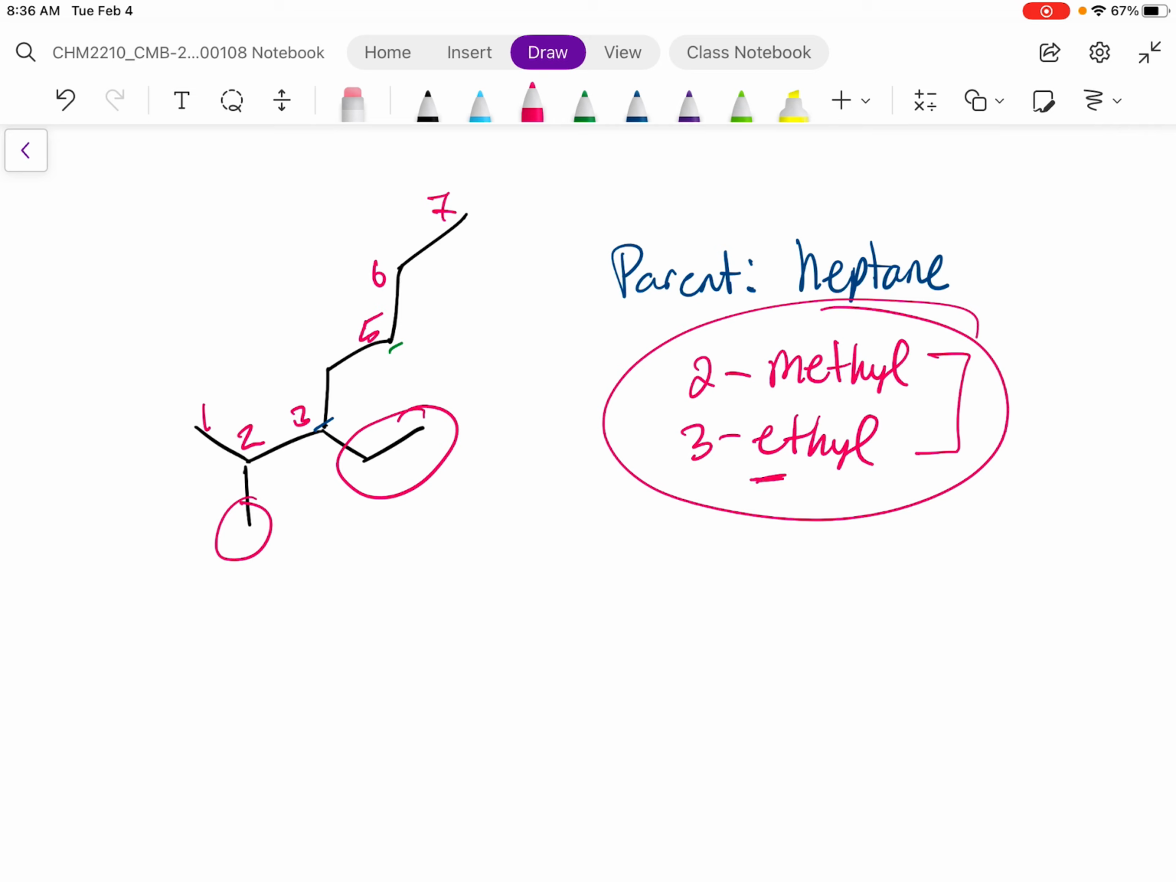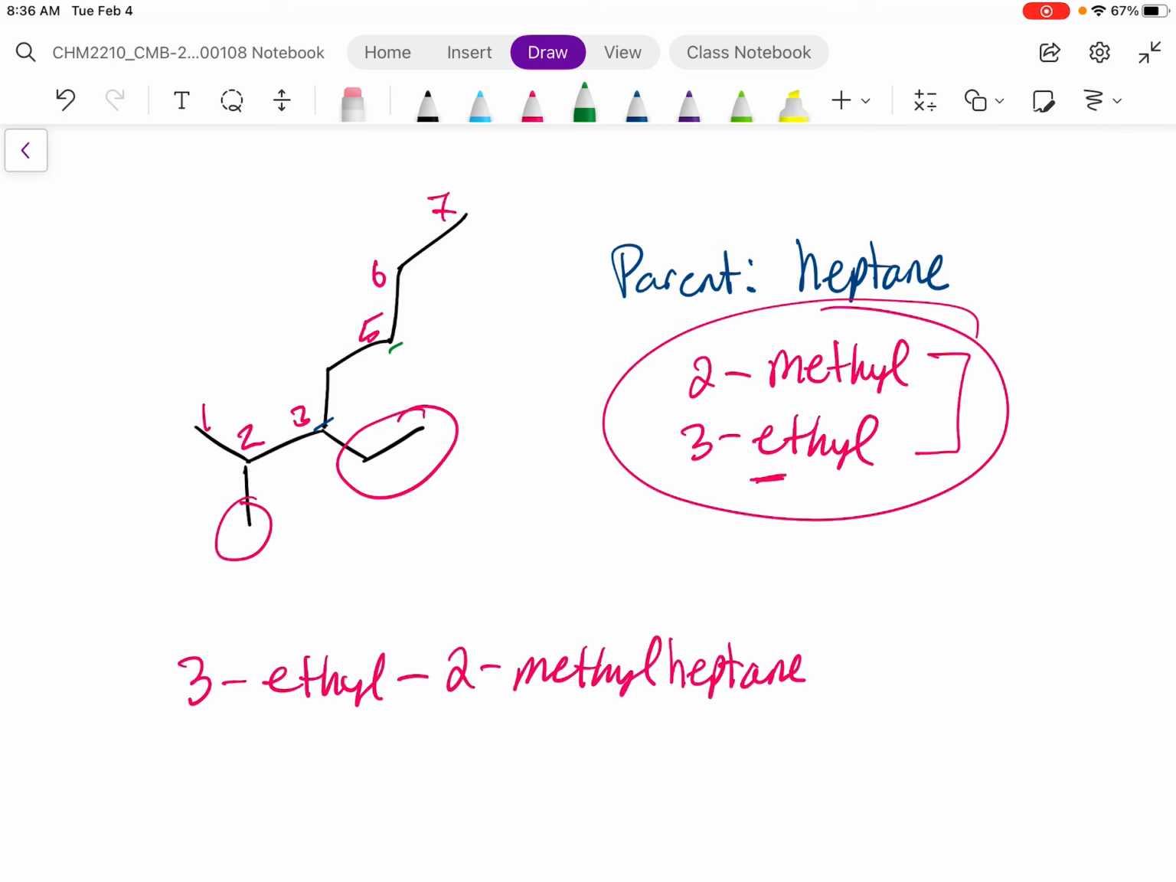Okay? So E comes before M. So we would go 3-ethyl dash 2-methyl. Okay, so I've written down the substituents. And then we just tack on the parent name, which is what? Heptane. There's no space or anything. It just meshes on there. So we have a 3-ethyl-2-methylheptane. That's what you would call that molecule.